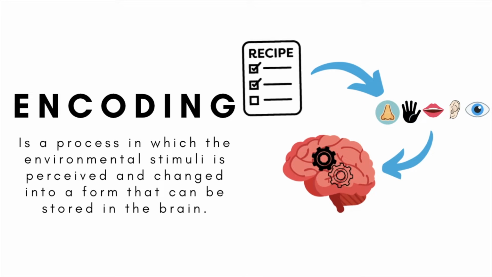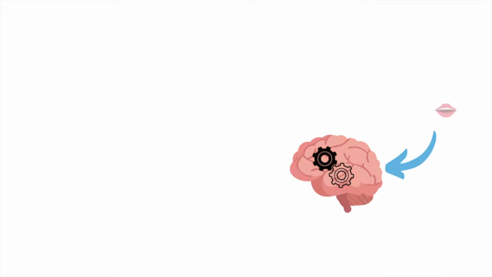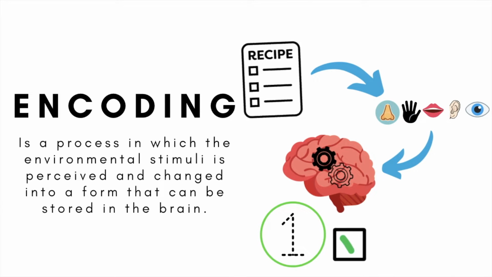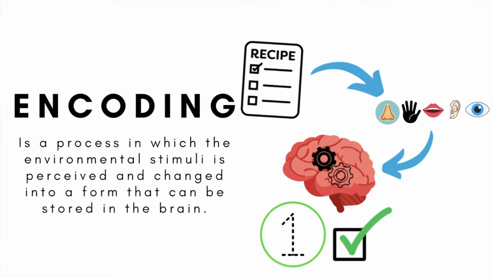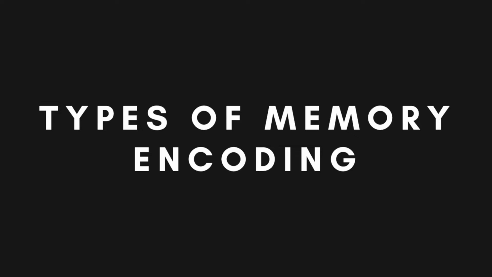So, what is encoding? Now, encoding refers to a process in which we perceive the environmental stimuli in our surrounding and we change or transform it into a form that can be stored in our brain, in our memory. Encoding as a process is very important because it is the first stage of memory formation, which means that the development or the formation of memory completely depends on successful encoding. So now that we can define encoding as a process, let's proceed and learn about the different types of memory encoding.